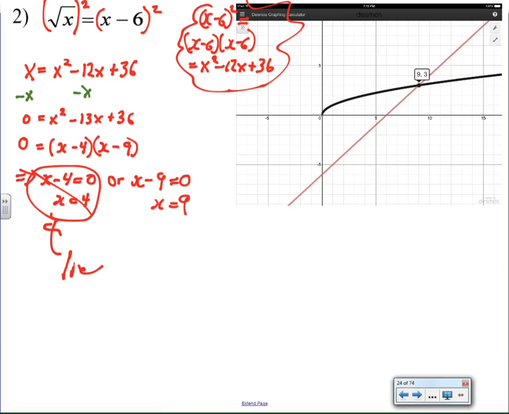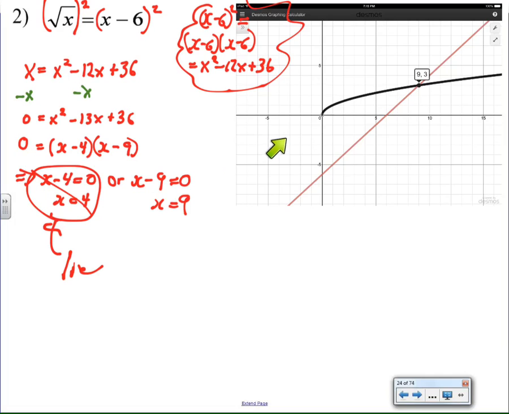But looking at my graph, I can see x equals 9 is clearly going to be the value of the solution. My algebra is telling me x equals 4. And so first of all, we need to cross this out because this is obviously not one of the solutions to my given equation. But we also need to understand why the algebra is telling us this lie.